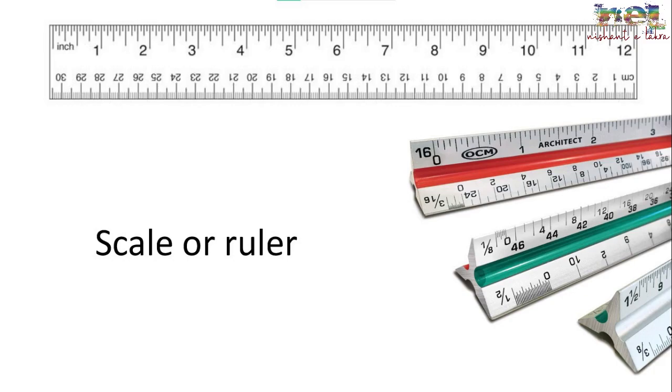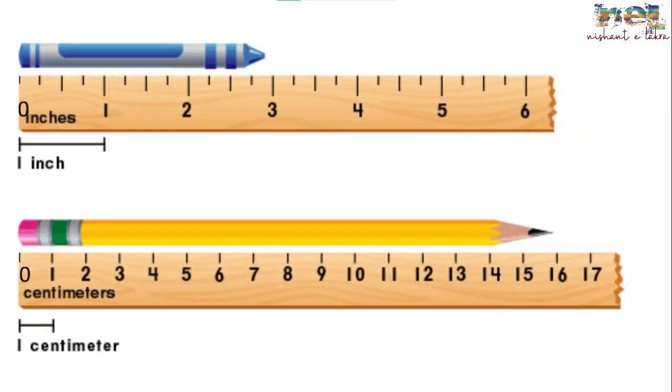We have to place the scale or the ruler along the object, side by side, in such a way that the zero mark of the scale coincides with the left end of the object. The zero mark on your scale should coincide with the left end, or the starting end of the object. And the length of the object will then be obtained by reading the scale division coinciding with the right side end of the object.